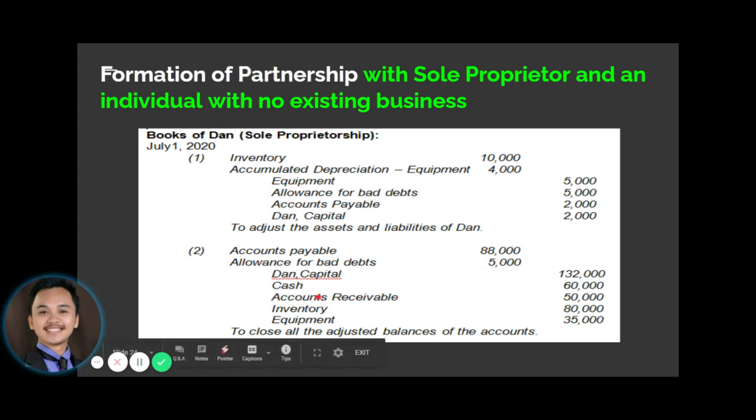And then we close all the assets. So what assets remain? The assets are cash of 60,000, accounts receivable of 50,000, inventory of 80,000, and equipment of 35,000. So you offset the 88,000 plus 5,000 against the total assets. What remains there will be the balancing figure of Dan capital. So you will have 88,000 plus 5,000 minus 60,000 minus 50,000 minus 80,000 minus 35,000. And that will be credited to Dan capital. And this is actually not a credit.